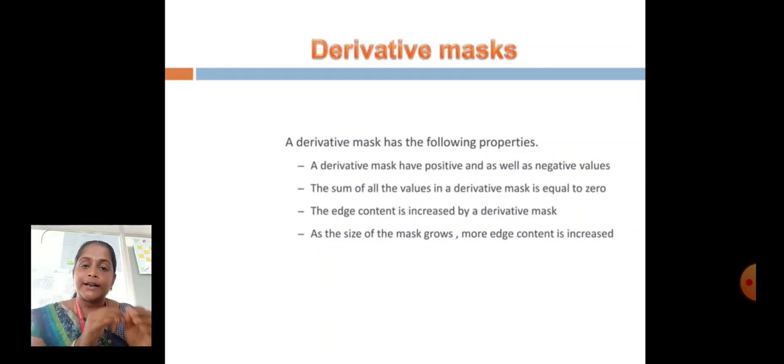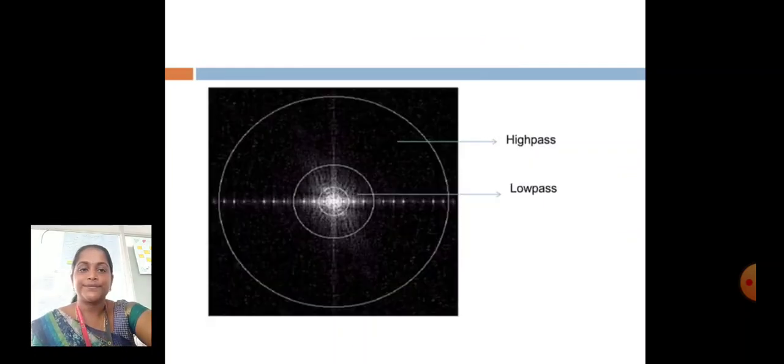While coming to derivative mask, it has positive as well as negative values. The sum of all the values in a derivative mask is equal to 0. The edge content is increased by a derivative mask. As the size of the mask grows, more edge content is increased. Here we have an example input image. The inner circle shows the low pass filter, and the outer circle shows the high pass filter.